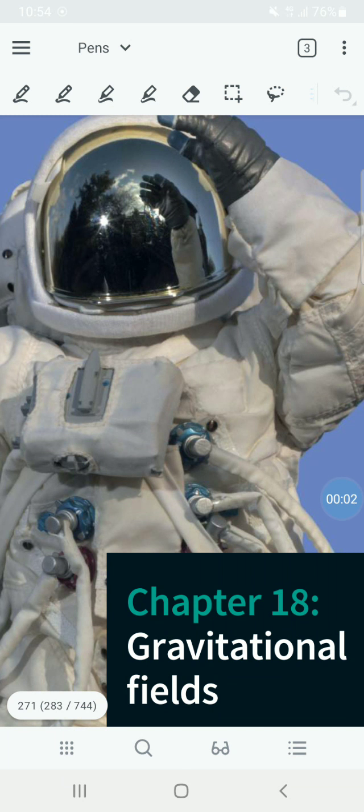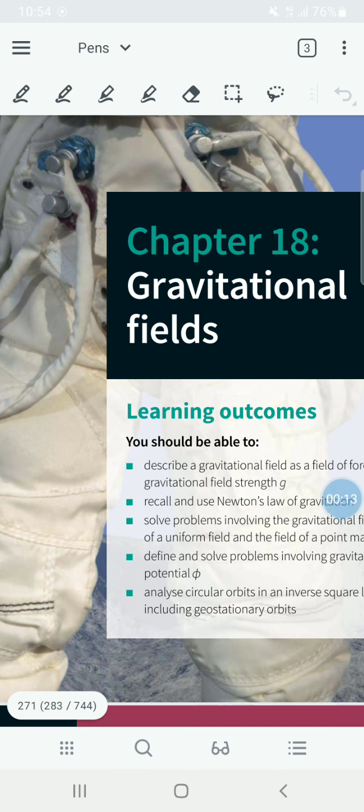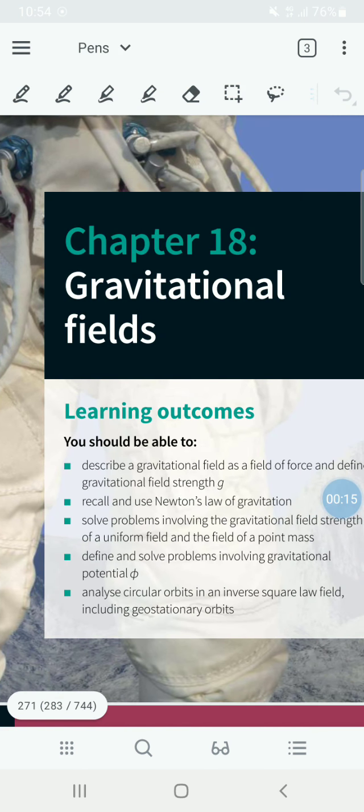Physics, Chapter 18, Gravitational Fields. So this is a very interesting topic and interesting lesson. We'll be learning the basics of how gravity is actually used in calculations, but we will not be going into too much of theoretical details. That is for you to learn what gravity is.